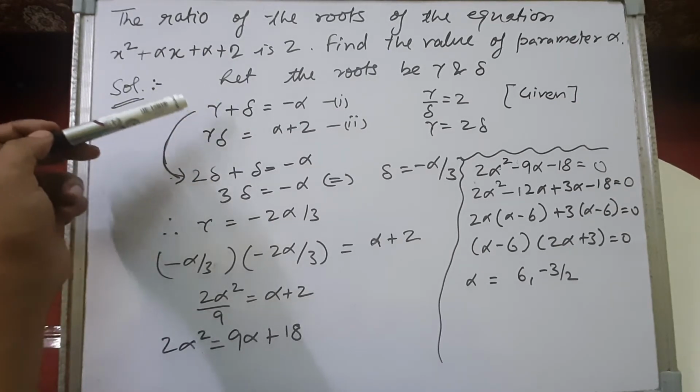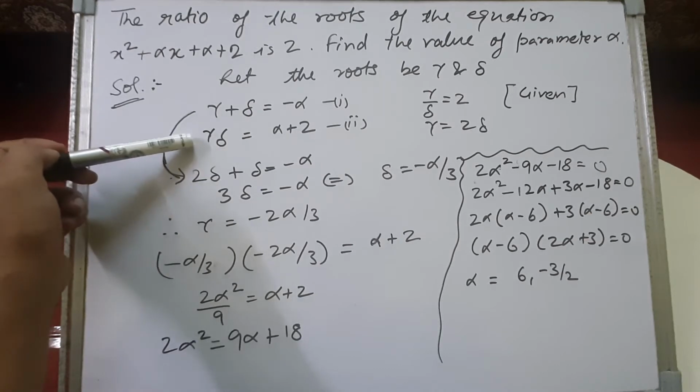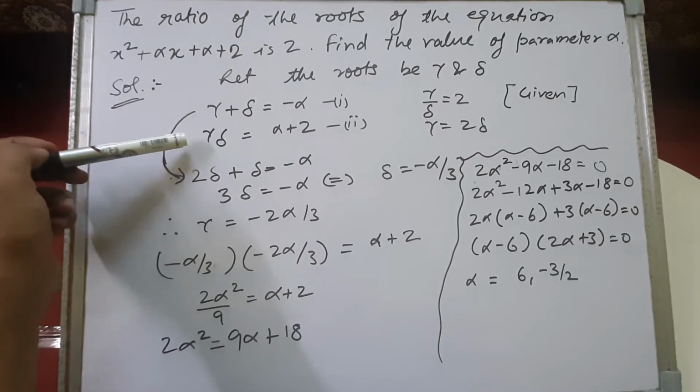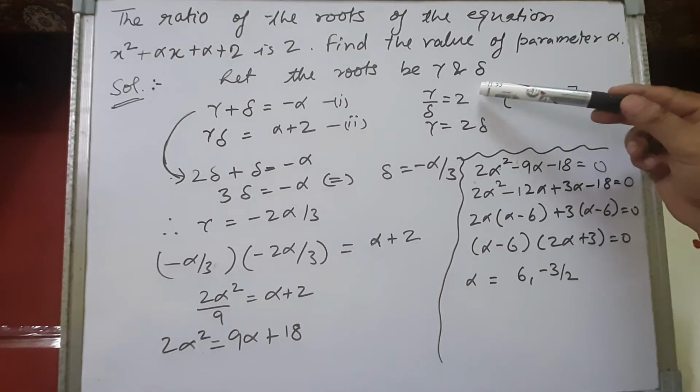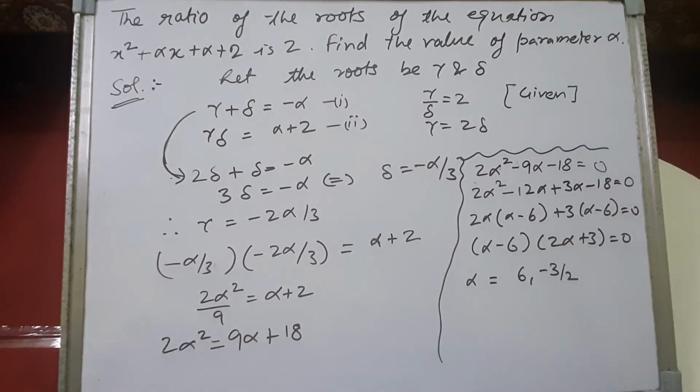This is the first equation. And the product of the roots, that means gamma into delta, will be alpha plus 2, that is c upon a. The value of a is 1, so it will be alpha plus 2. And in the sum, it is given that the ratio of the roots of the equation is 2. That means gamma upon delta is 2, if gamma and delta are the roots of the equation that we have assumed.